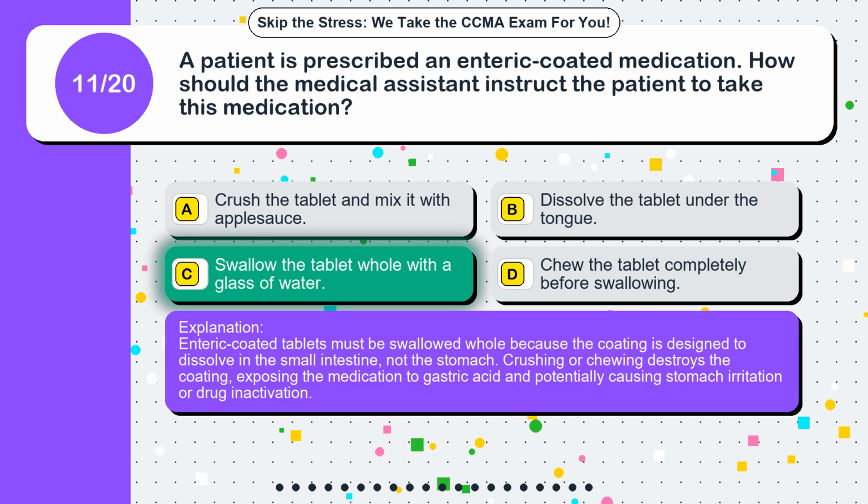Enteric-coated tablets must be swallowed whole because the coating is designed to dissolve in the small intestine, not the stomach. Crushing or chewing destroys the coating, exposing the medication to gastric acid and potentially causing stomach irritation or drug inactivation.